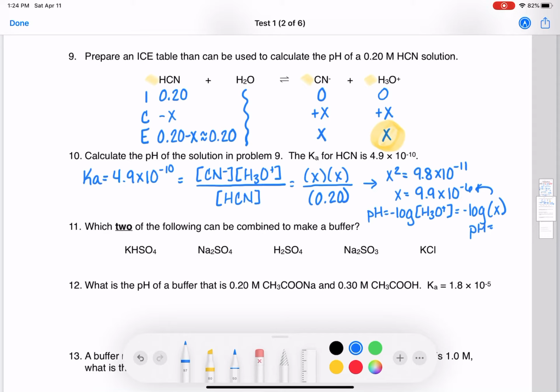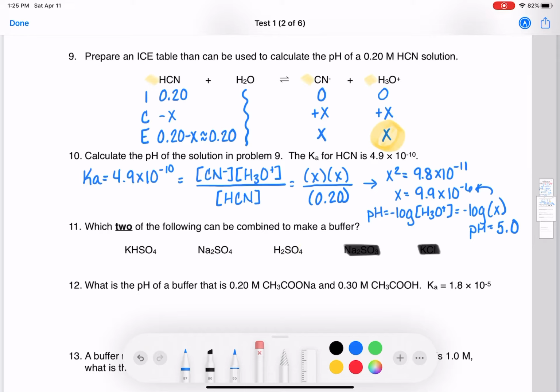So the pH of this is 5. Which two of the following can be combined to make a buffer? Remember, with a buffer, we're looking for the presence of a common ion. Right away, I can see SO4 and SO3, and that's not the same thing. KCl has nothing in common. So I've got it narrowed down to 3 right away.